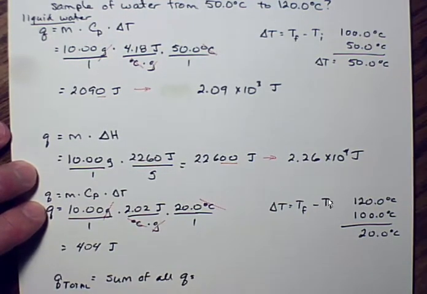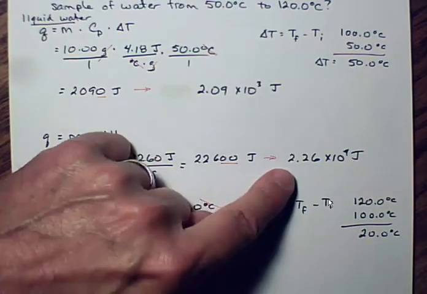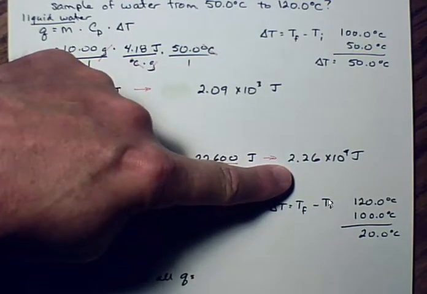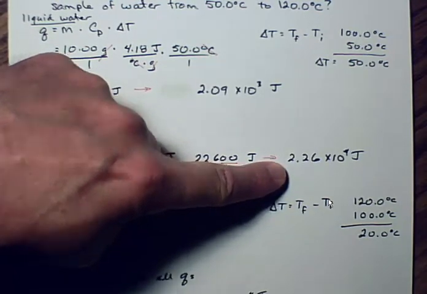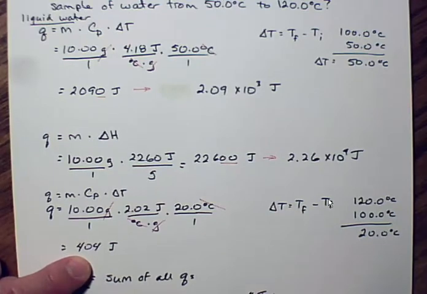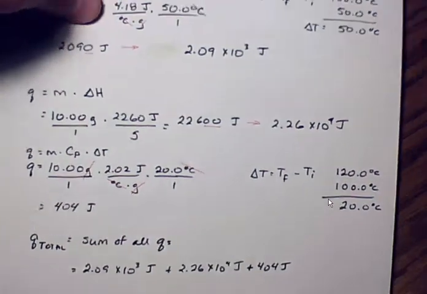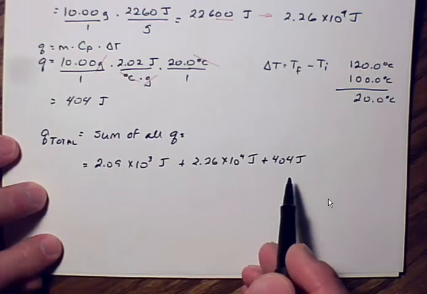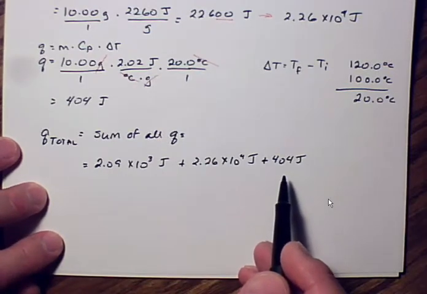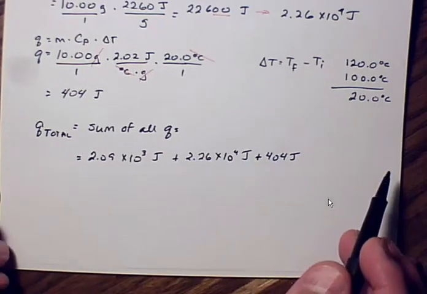2.09 times 10 to the third joules, plus 2.26 times 10 to the fourth joules, plus 404 joules. Okay? So we've got our answer in scientific notation in two places. How are we going to add these up, in order to keep up with significant digits the way we need to?